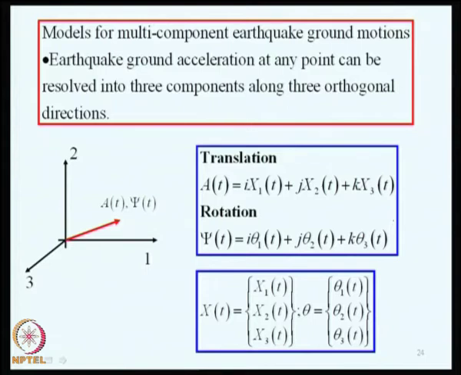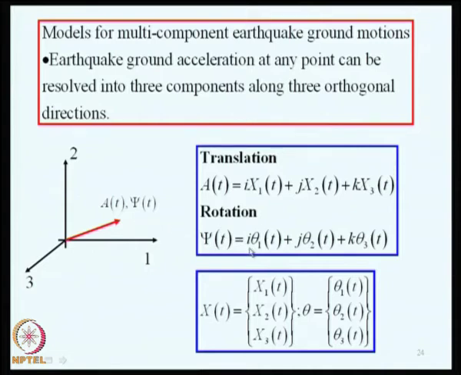So far I have discussed modeling a single component of earthquake ground acceleration. As I already mentioned, earthquake ground acceleration at a point can be resolved into 3 components along the 3 orthogonal directions. So, if A of t represents the acceleration vector, it can be resolved along direction 1, 2 and 3, and I can write A of t as i x1 of t plus j x2 of t plus k x3 of t. So, x1, x2, x3 are the translation accelerations along 1, 2, 3. Similarly, rotation also can be written as a vector psi of t.